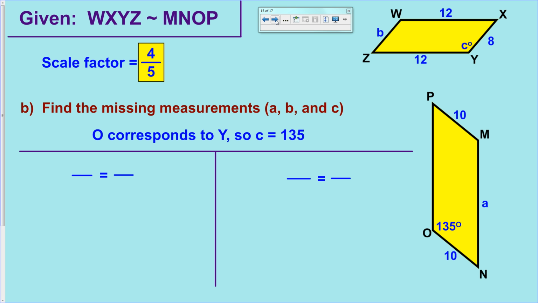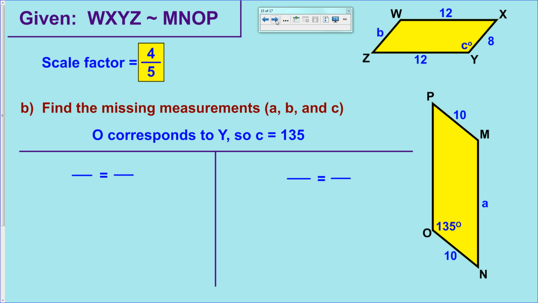And to do that, you're going to use your scale factor as one side of your proportion equation. Now our scale factor is written 4 over 5, which takes the small quadrilateral over the big quadrilateral, or anything having to do with WXYZ on top and anything to do with MNOP going on the bottom. So when we write our proportion equations, we know right away that B is going to appear on the top of the other fraction, and A, because it belongs to the larger shape, will go along on the bottom of the fraction.